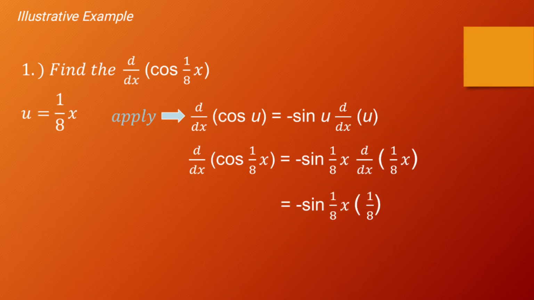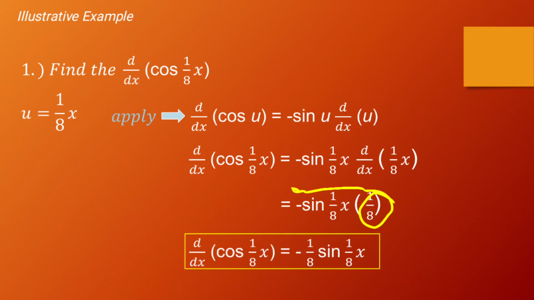And then we have negative sine 1 over 8x. And the derivative for 1 over 8x is 1 over 8. And then we'll just have to simplify this. Put this constant on the first part here. And our final answer will be the derivative for cosine 1 over 8x is equals to negative 1 over 8 sine 1 over 8x.